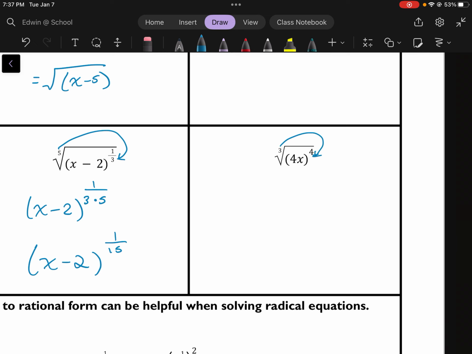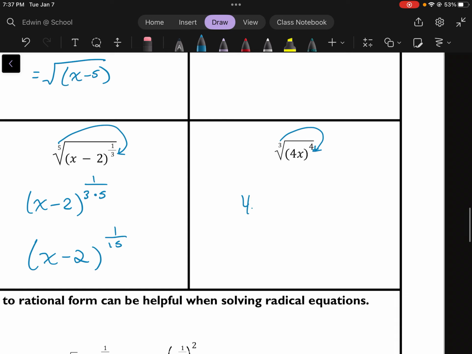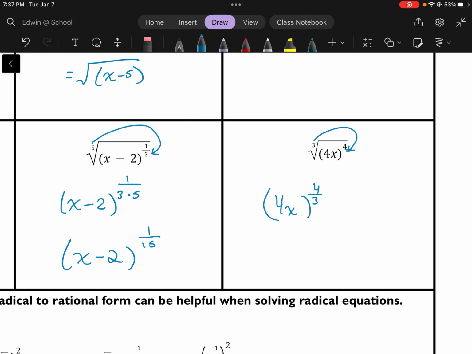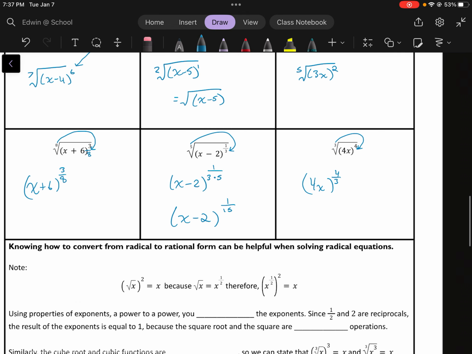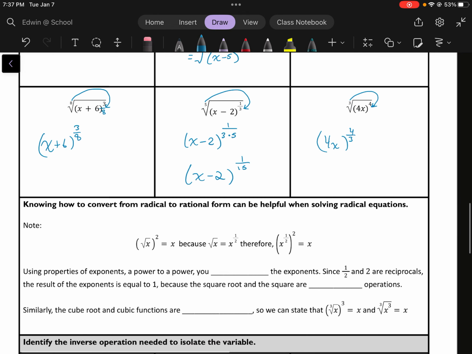And finally, this 3 comes inside of the little house. And now we have 4x in parentheses. We still have the 4, but it's the denominator 3. Hopefully you guys get the hang of this quick.